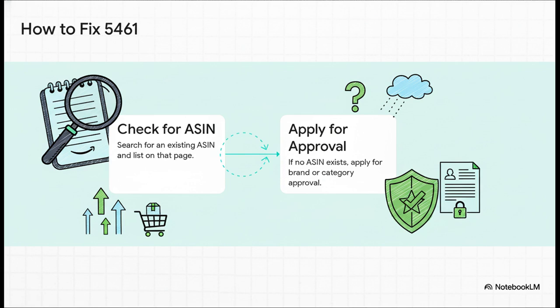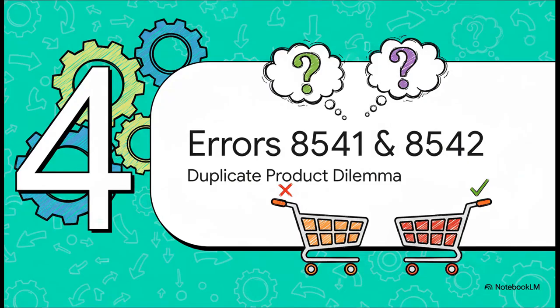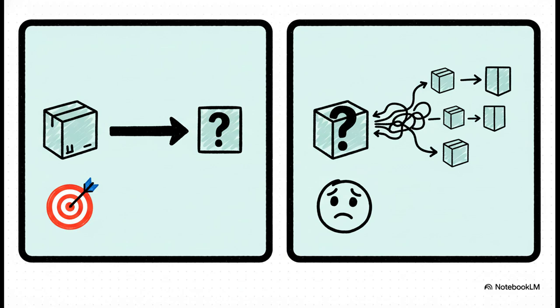Now we get to a really tricky pair, errors 8541 and 8542. They're like confusing twins. They both have to do with duplicate products, but they're trying to tell you 2 totally different things. Okay, let me break this down. Think of error 8541 as Amazon confidently pointing a finger and saying, hey, I know this product, it's already here. But error 8542 is more like Amazon scratching its head and saying, your info kind of matches a few different things, and honestly, I'm confused.